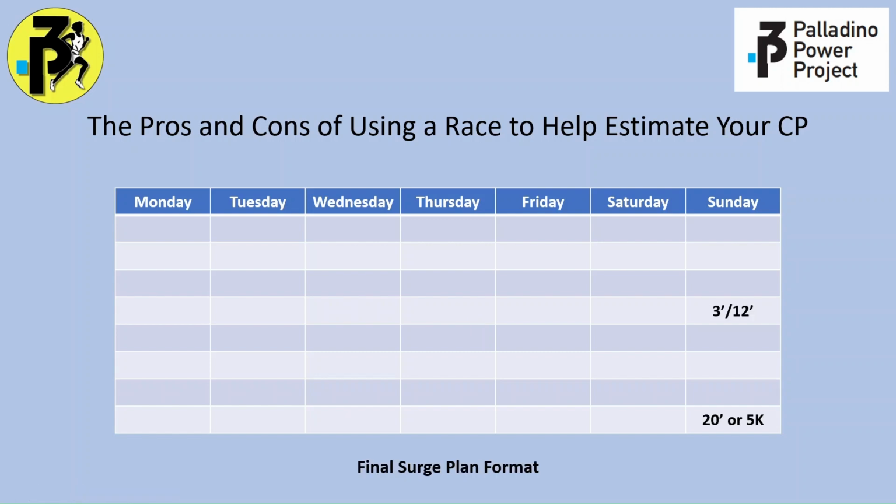Same thing with the Final Surge plan format. On one weekend, I'll ask for a 3-minute, 12-minute formal CP test. That allows us to get a good RWC from a linear 1/time model, and then a 20-minute or 5K about 4 weeks later.